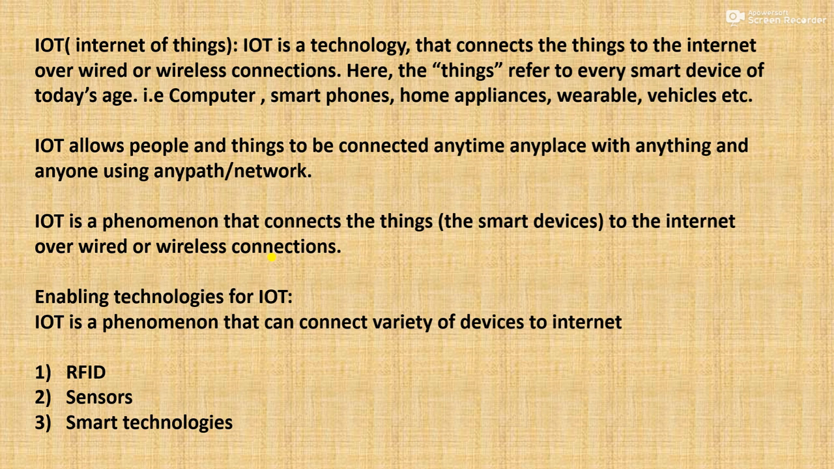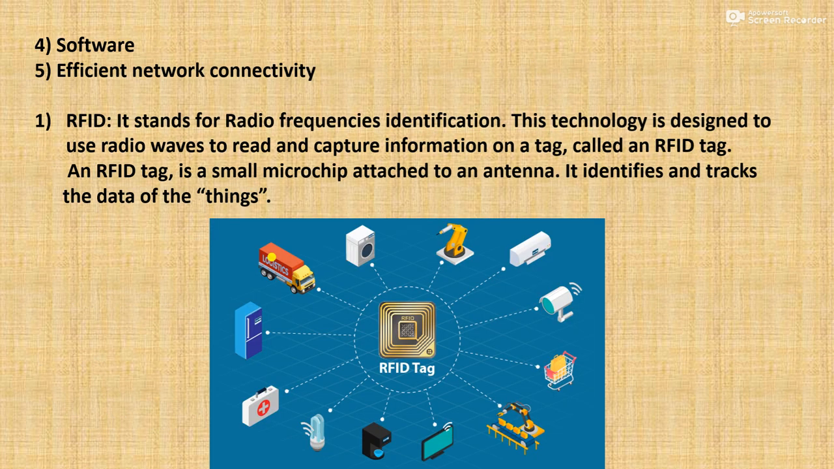Okay, so enabling technologies for IoT. IoT is a phenomenon that can connect a variety of devices to the internet. आप लोगों ने example हम देखते हैं. First example we have is RFID. सबसे पहला एग्जांपल हमारे पास आता है RFID सेंसर्स है, स्मार्ट टेक्नोलॉजीज है for the software efficient network connectivity. So first is RFID, that stands for radio frequency identification.